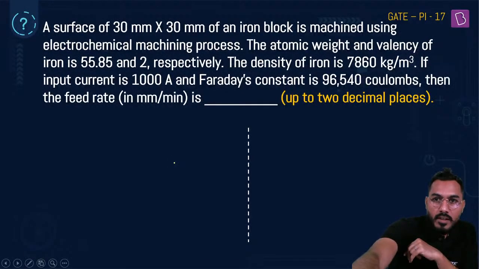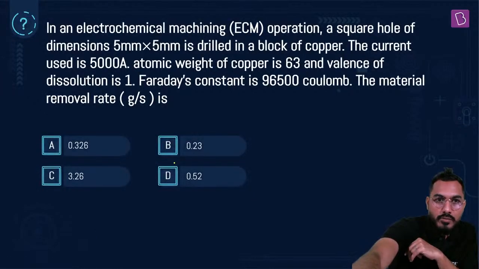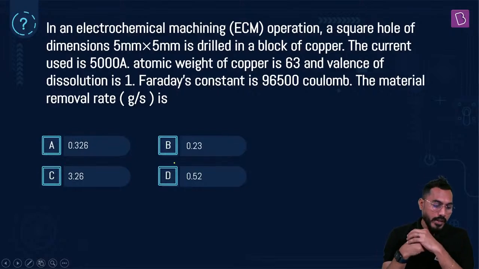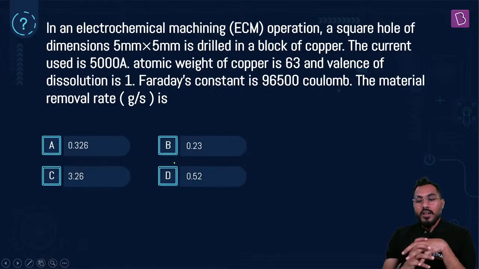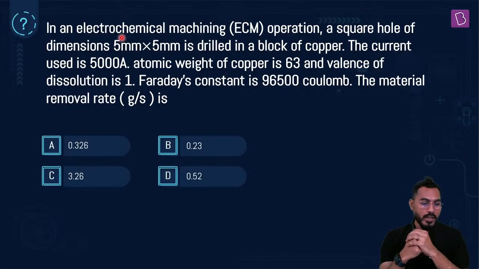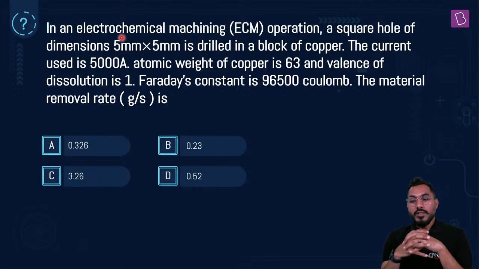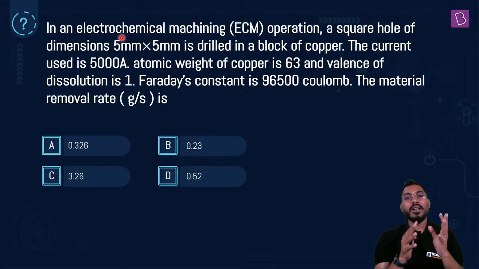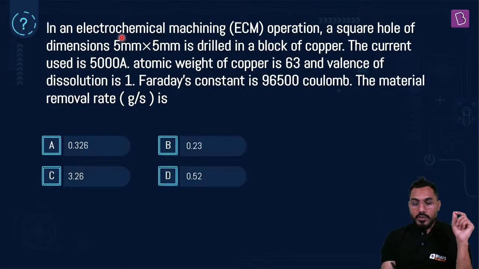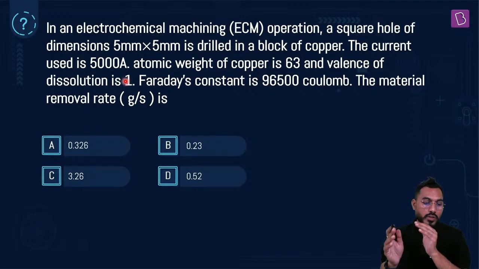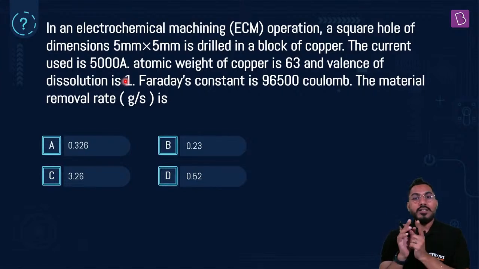This is a very simple question, we'll take it and understand it. Everybody can try and solve this question. The question statement is: in an electrochemical machining operation, a square hole of dimensions 5 mm by 5 mm is drilled in a block of copper. The current used is 5000 ampere, atomic weight of copper is 63, and the valency of dissolution is 1. The Faraday's constant is 96,500 coulomb. The material removal rate is?